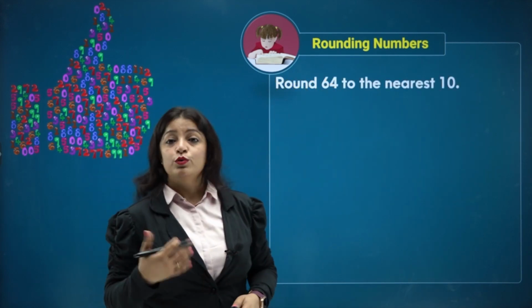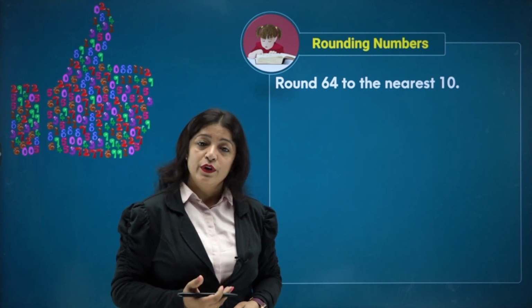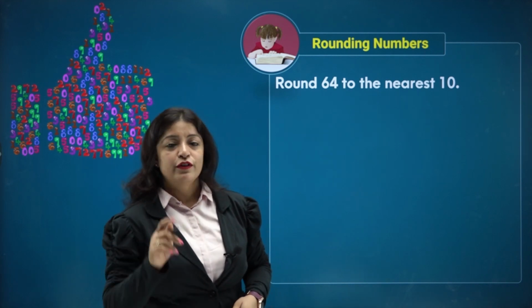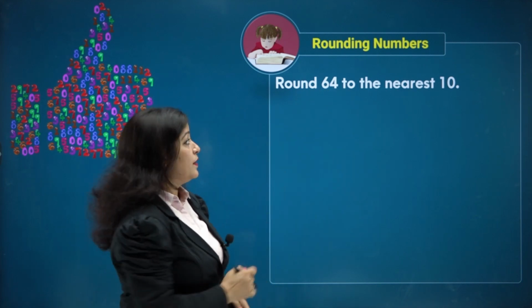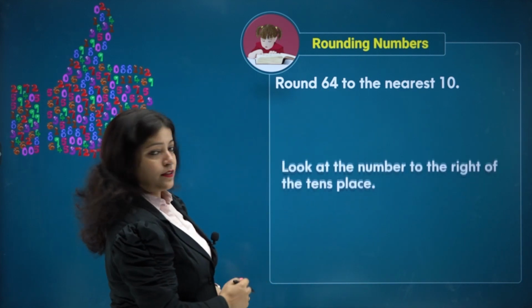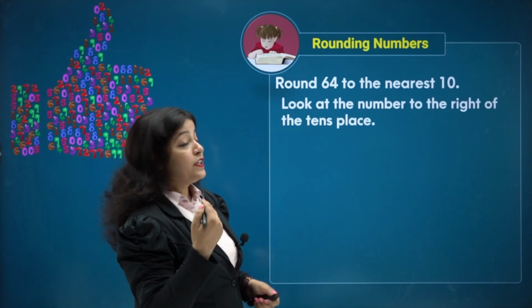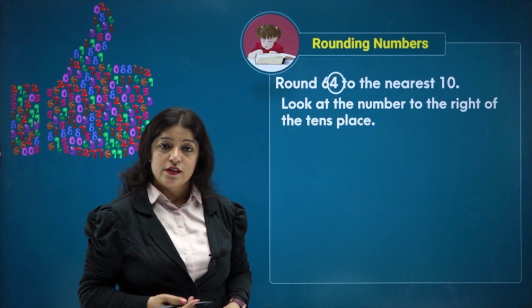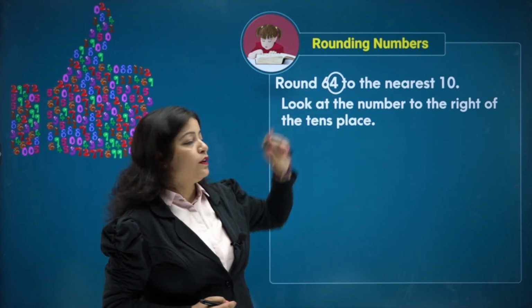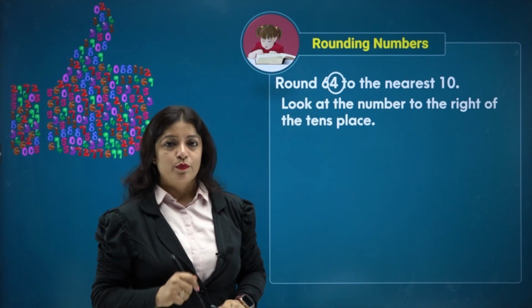Round 64 to the nearest 10. How can we round it off? For that we have to round off to the tens place. So first see which is the tens place here. The tens digit here is 6. Now what is the number to the right of 6? The number written next to 6 is 4.